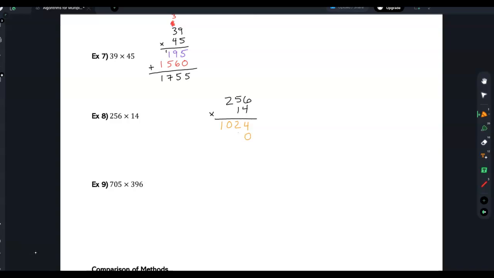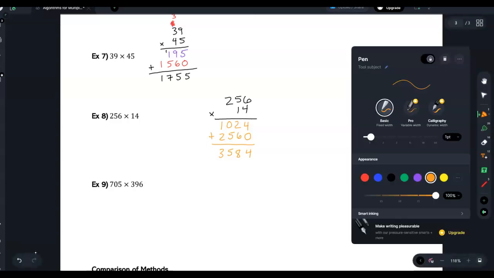So 1 times 6 is 6. 1 times 5 is 5. 1 times 2 is 2. And then my last thing here is just to add these up. So 4 plus 0 is 4. 2 plus 6 is 8. 0 plus 5 is 5. 1 plus 2 is 3.